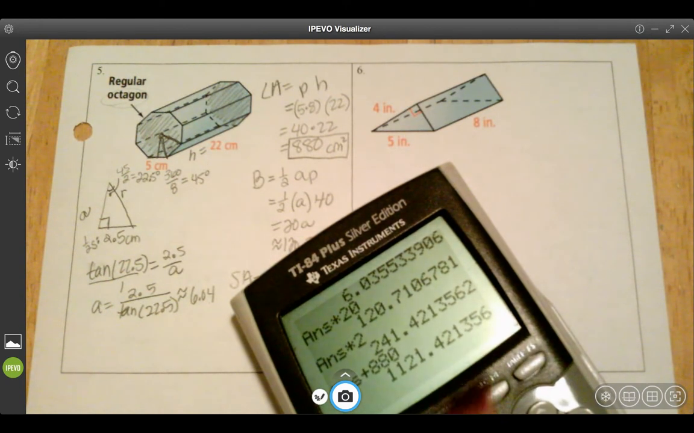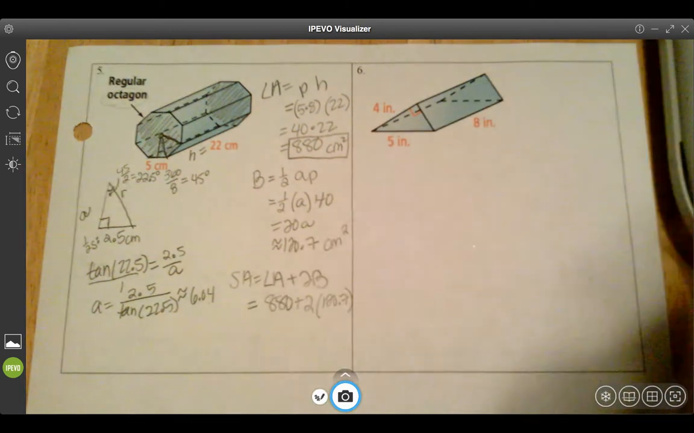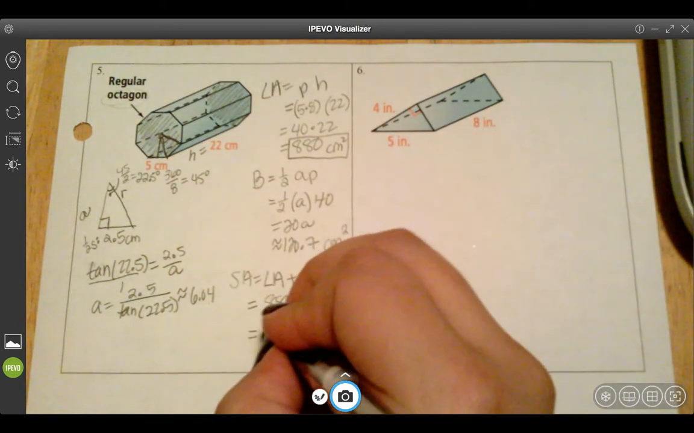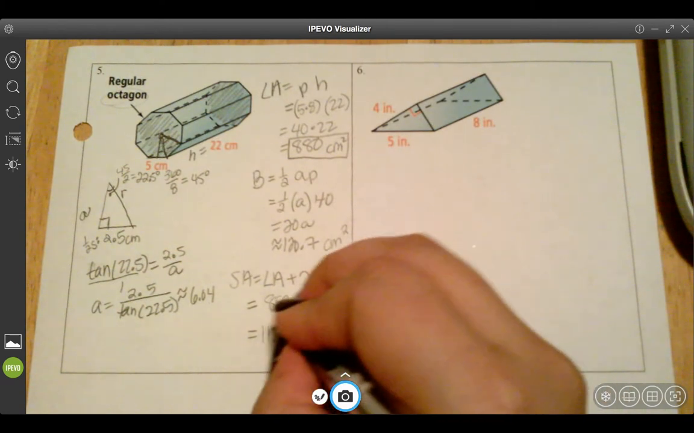And so here I'm going to round to 1 decimal place. That is 1,121.4. And this is an area, so that is squared centimeters.